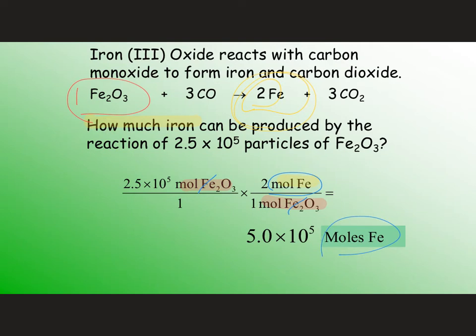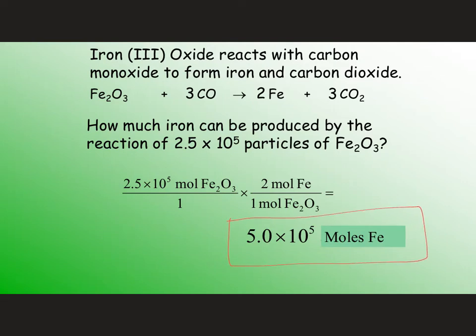And now I just need to type into the calculator 2.5 times 10 to the 5th. Remember to use the E key for your exponent, 2.5 E5, and then times that by 2. So basically we get 5.0 times 10 to the 5th. Again, starting with 2 sig figs, so ending with 2 sig figs. So for correct sig figs, you do need that 0.0. So that gives you a final answer of 5.0 times 10 to the 5th moles of Fe.